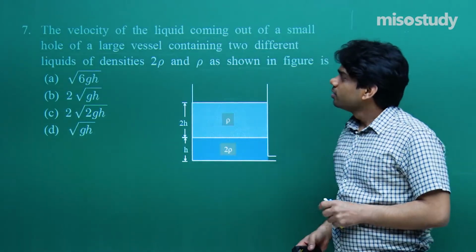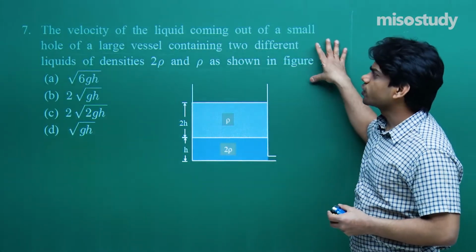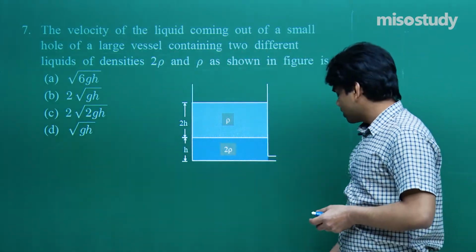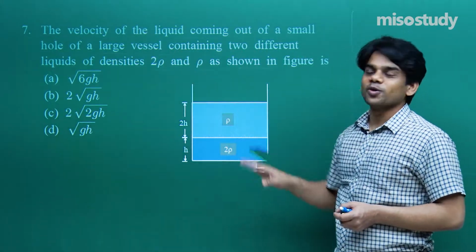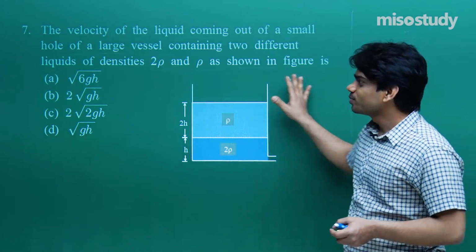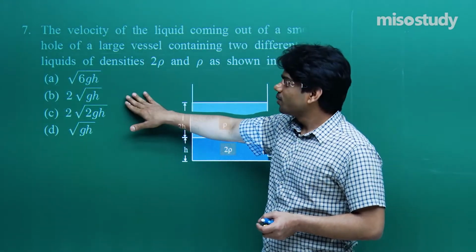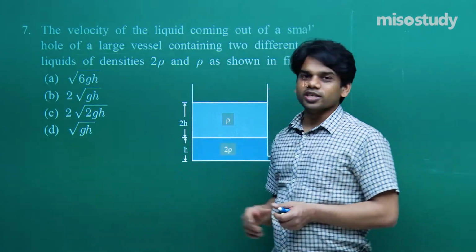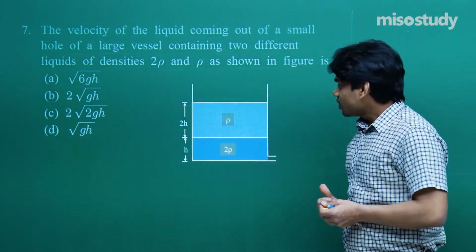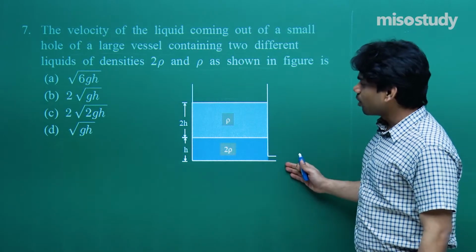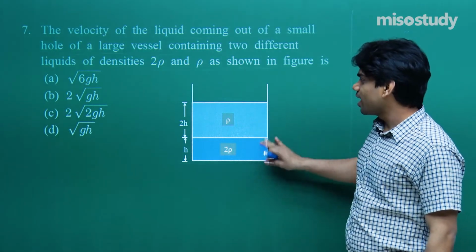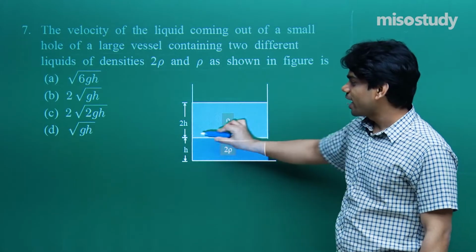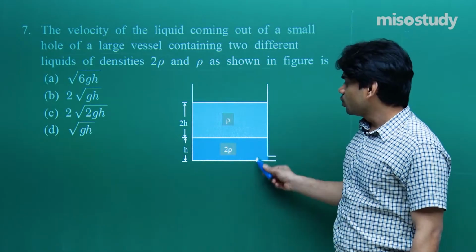Seventh one. The velocity of the liquid coming out of a small hole of a large vessel containing two different liquids of density 2 rho and rho as shown in figure is A under root 6 GH, B under root 2 under root GH, C 2 under root 2 GH, D under root GH. Now see, you have a hole at the bottom, two liquids are placed in this beaker. One is of density rho, its height is 2h, other is of density 2 rho, its height is h.